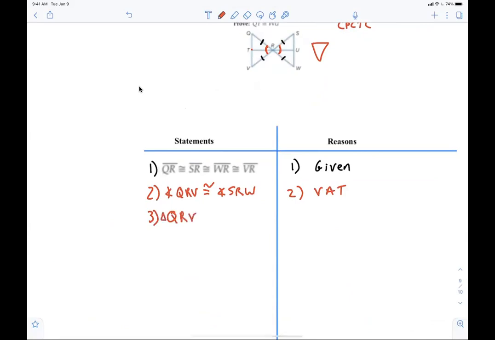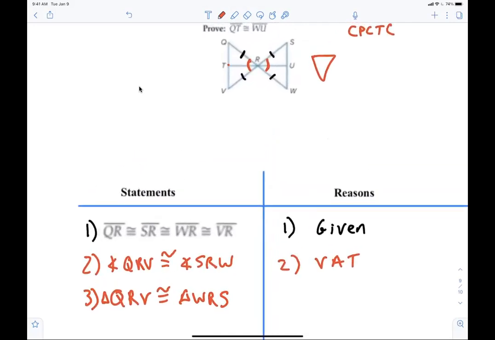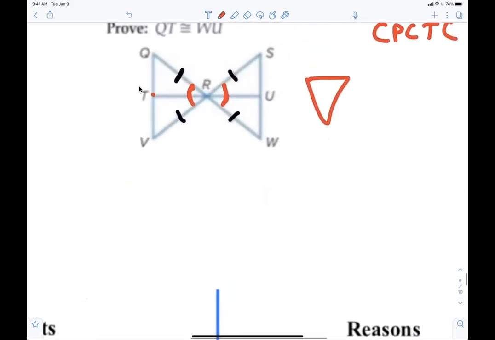QRV is congruent to what? What if I told you it would be better to say it as triangle WRS? Now, why did I label it like that? Come on, guys. Why did I label it like that? W is congruent to Q. Now W be congruent to Q. That's exactly correct. Now, that's why that was hard.